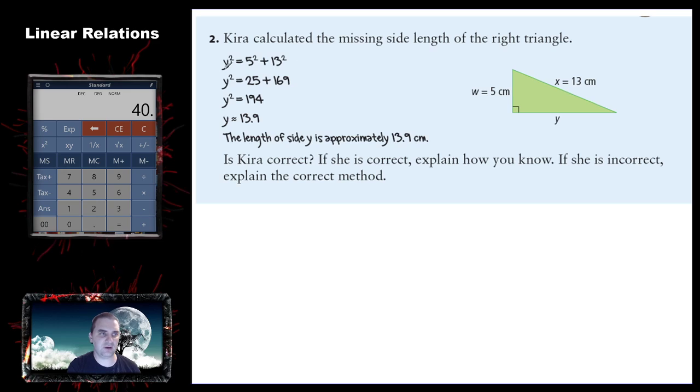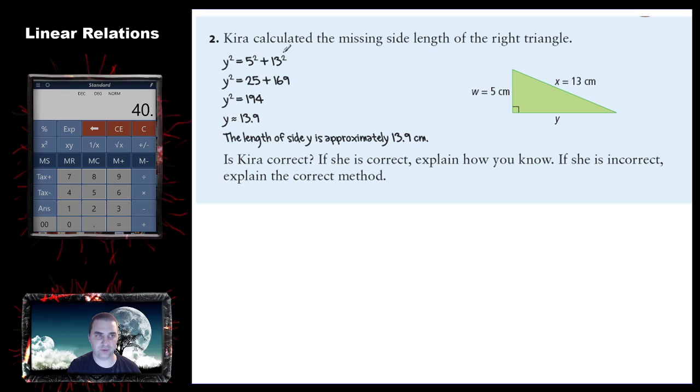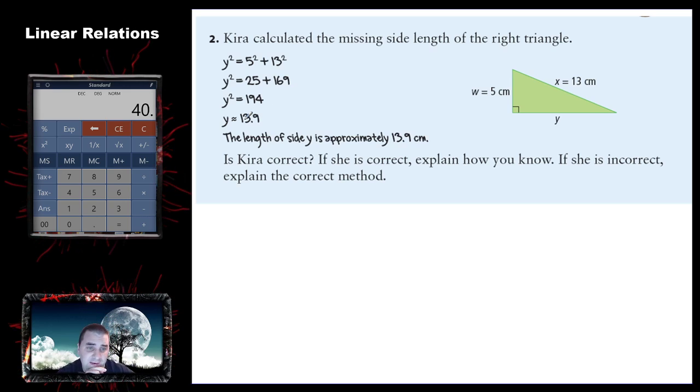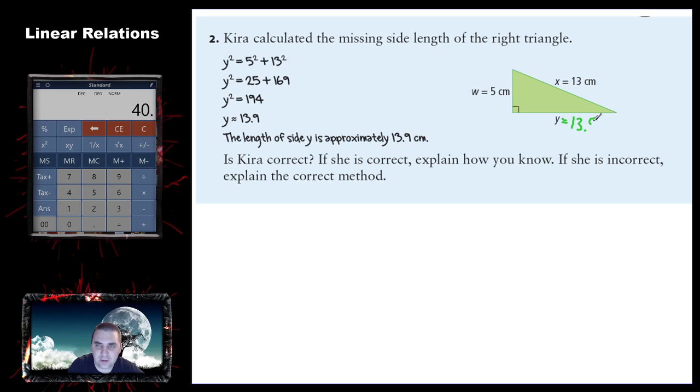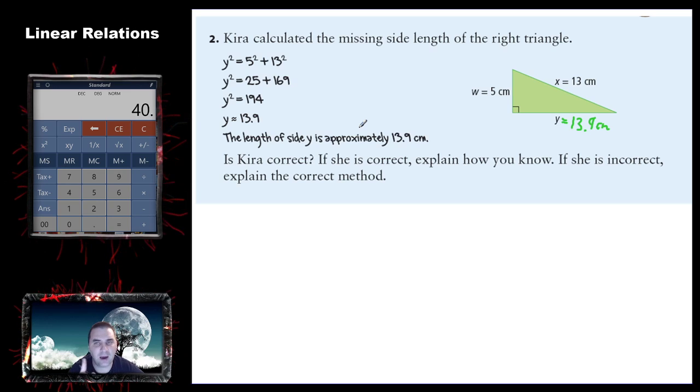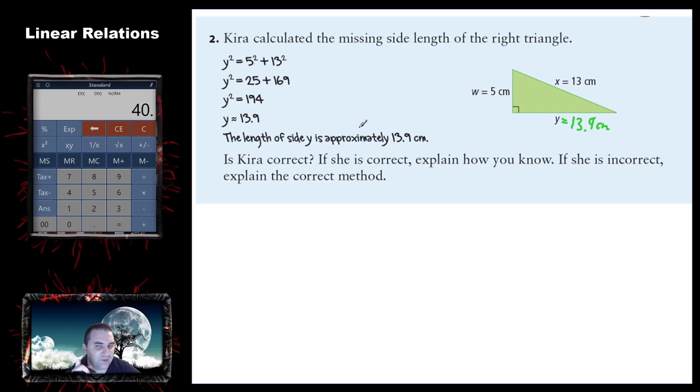So Kira sets up the example of y squared is equal to 5 squared plus 13 squared. And then she solves all this and she gets that as an answer. Now, what she's saying is y is equal to 13.9 centimeters. Is she correct? If she's correct, explain how you know she's correct. And if she's incorrect, find out where her error is and explain why.